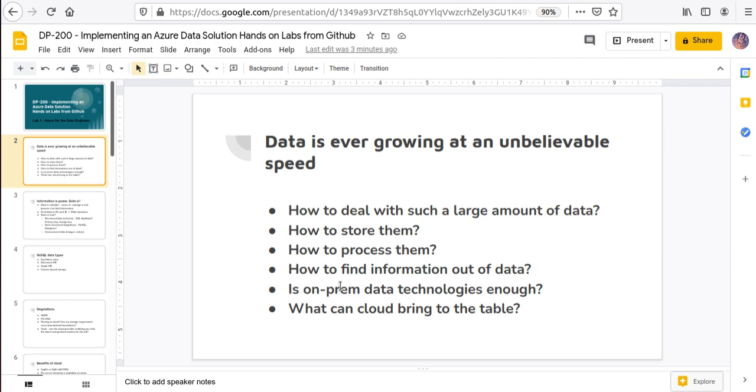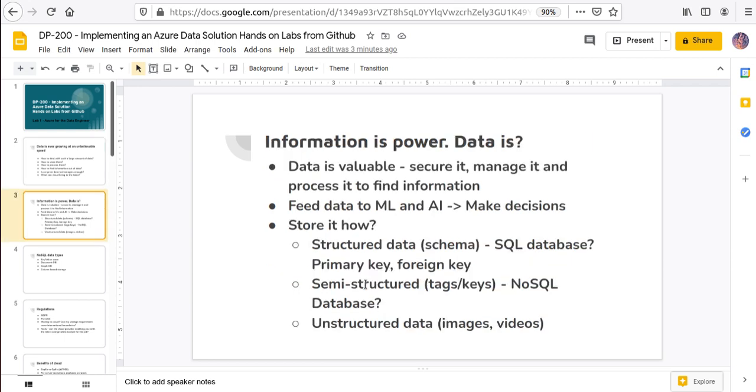For a long time we have had on-prem solutions. Do you think the on-prem solution is still the best? What about the cloud? What can the cloud bring to the table? Those are lots of questions, and plus there are regulations on how to store data, sensitive information, all kinds of stuff will come in. But here are some of the questions that you should think about when you are dealing with data or working as a data engineer.